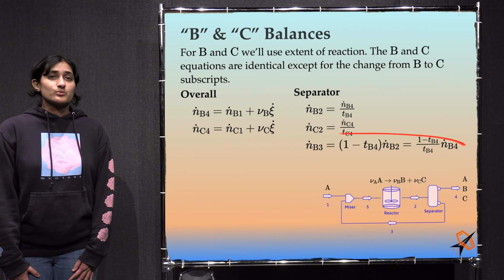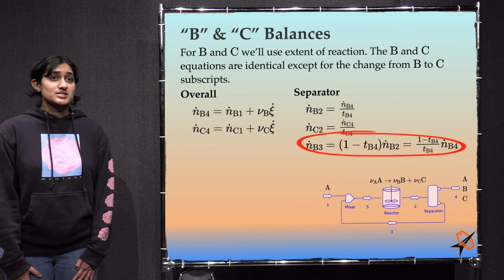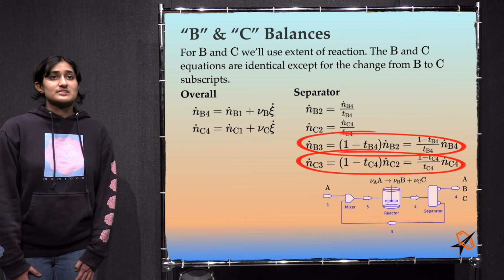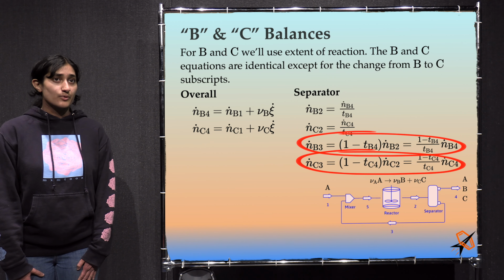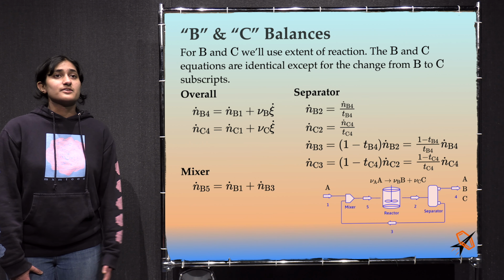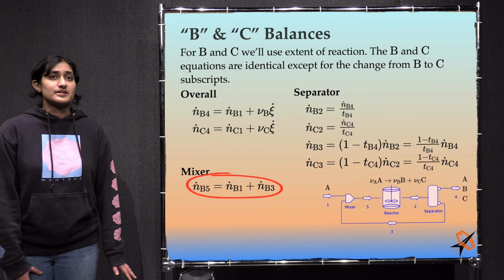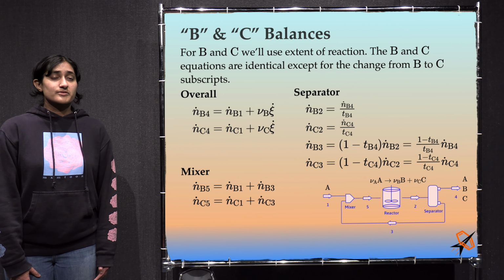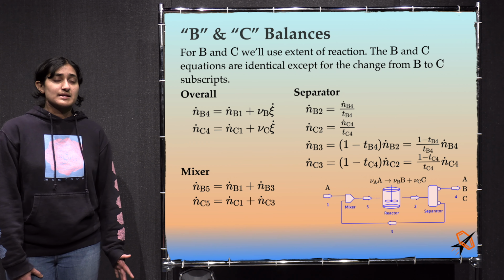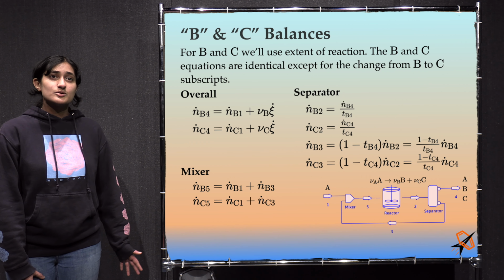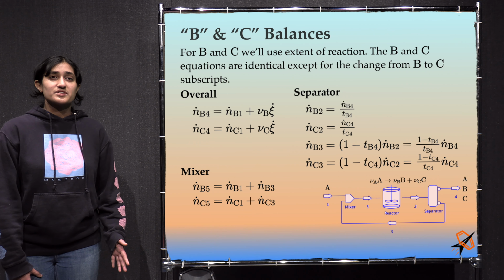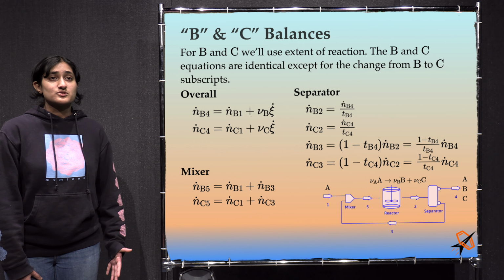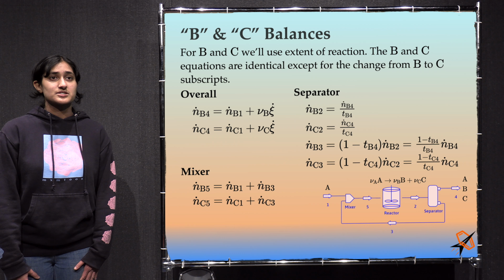n.B3 via n.B2 equals 1 minus the split fraction over the split fraction times n.B4. And n.C3 via n.C2 equals 1 minus the split fraction over the split fraction times n.C4. Finally, with the mixer, n.B5 equals n.B1 plus n.B3, and n.C5 equals n.C1 plus n.C3. For the reactor, since we now know the inputs, outputs, and extent of reaction, we can double check that n.B2 equals n.B5 plus the stoichiometric coefficient for B times the extent of reaction, and n.C2 equals n.C5 plus the stoichiometric coefficient for C times the extent of reaction.